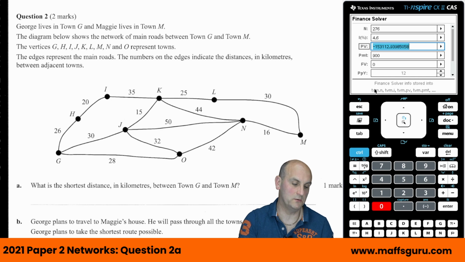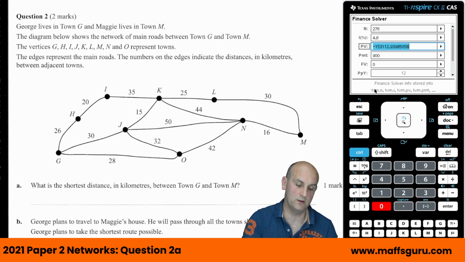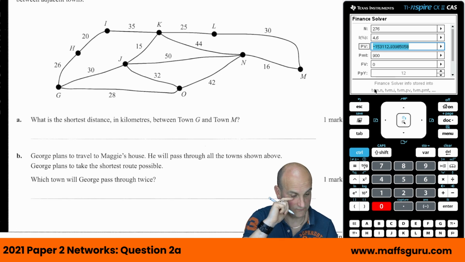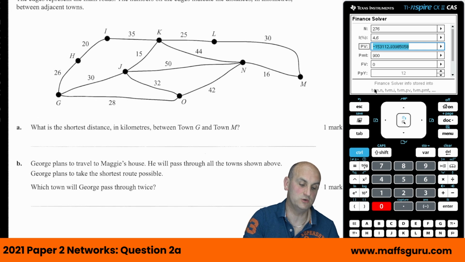Basic, just whatever else. What is the shortest distance in kilometers between town G and town M? So they gave you all of this information. Now, what did I do? I just basically tried to find the shortest distance to each of the places. And you could have done Dijkstra's for this. That would have taken some time.